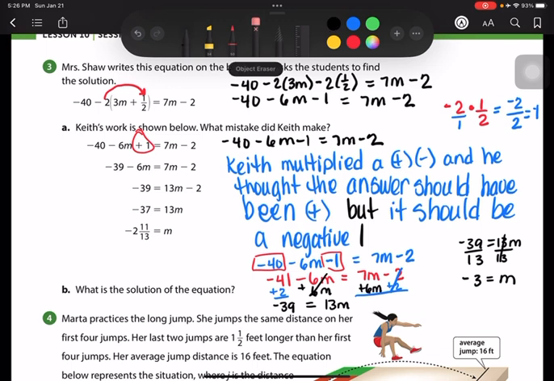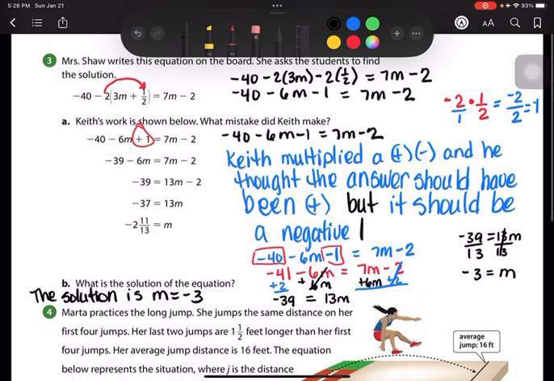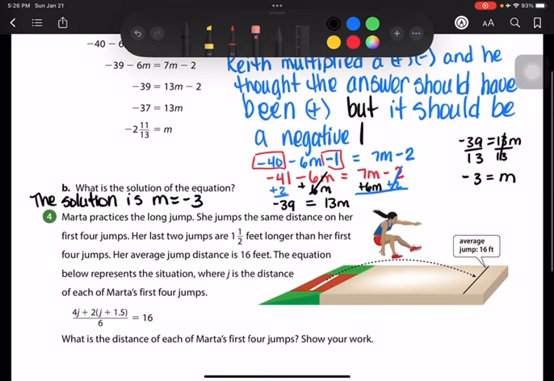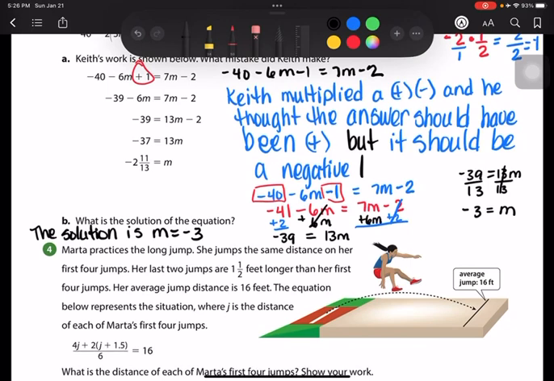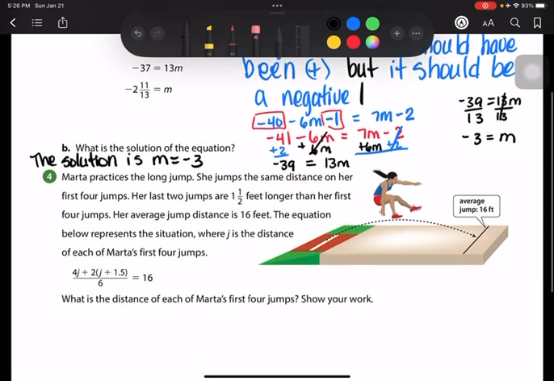So the solution is m equals negative 3. All right. Hope you all understand how to work that. Now let's go to number 4.